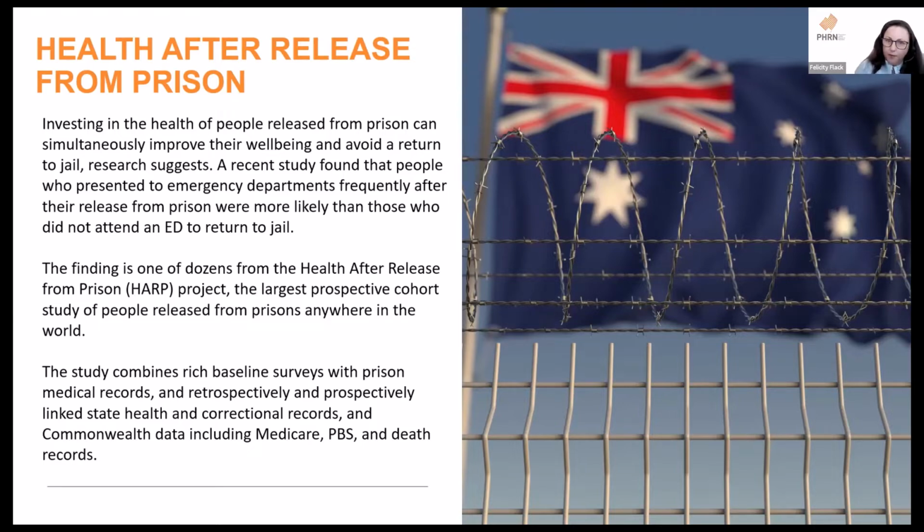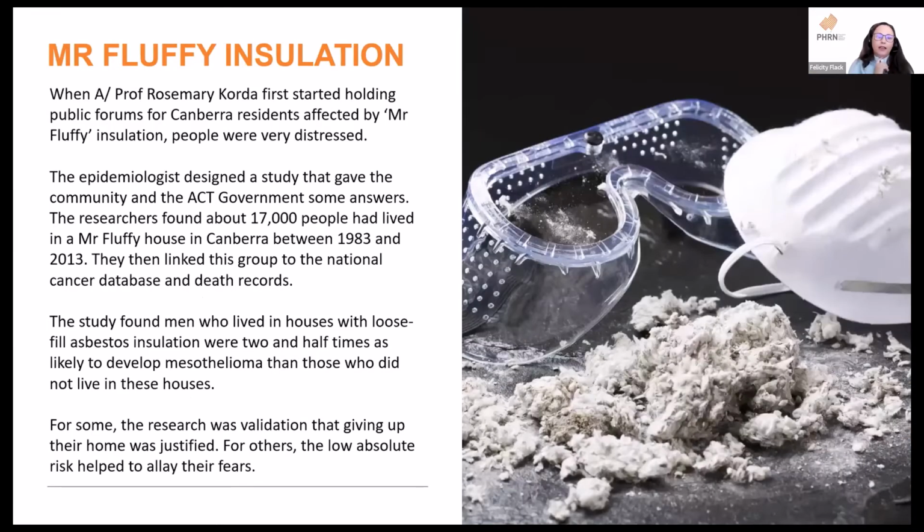So, the other example I thought I'd share with you today is more of an environmental one, which is about the Mr. Fluffy insulation. I don't know whether people are aware of this, but when asbestos was thought to be a miracle thing, it was used in a sort of dried, fluffy insulation that used to get sprayed into people's homes, and it was particularly common in the ACT.